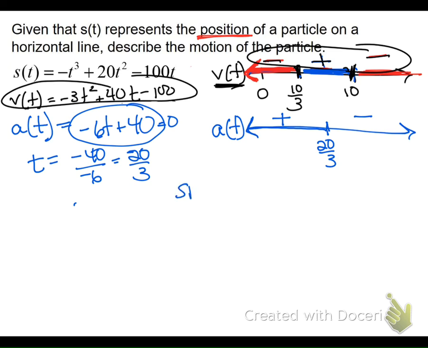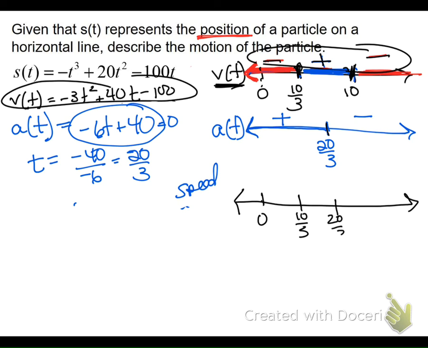So I'm going to make another sign chart just to organize my work a little bit better. And on this sign chart, I need to now compare velocity and acceleration. So this is my speed sign chart. Okay, so I'm going to line these up. I need to have the 0, it's right here. I need the 10/3. Basically I've got to get all those cutoff points. I have a 20/3 and I have a 10. Now compare the sign in each of those regions.